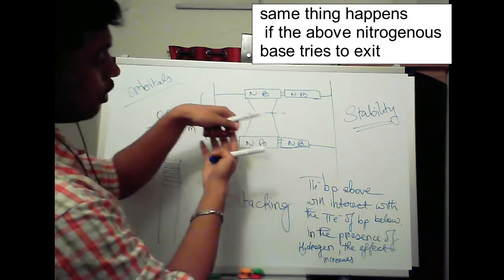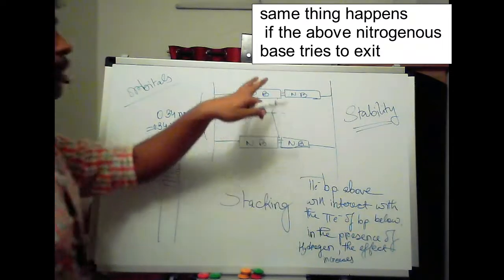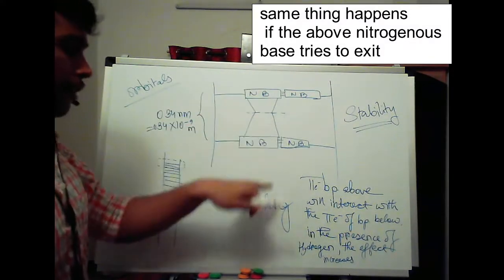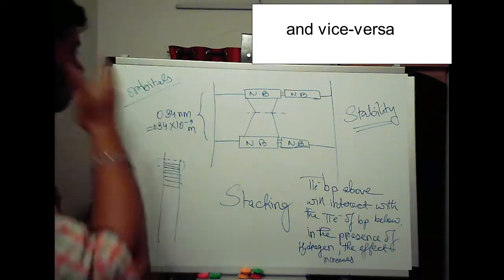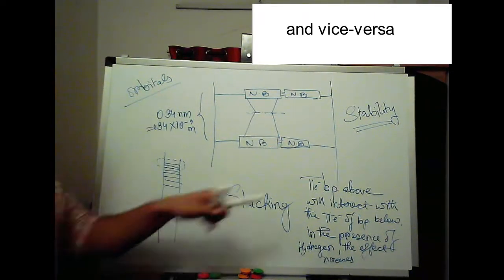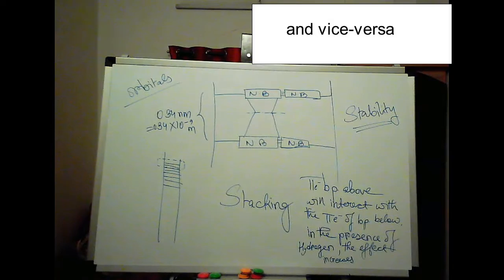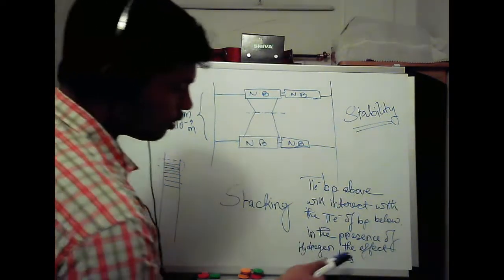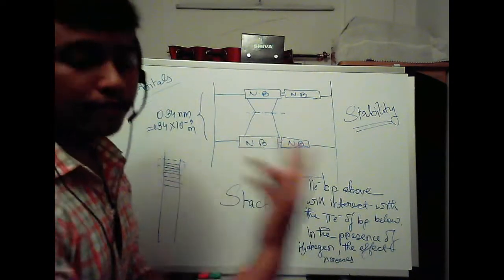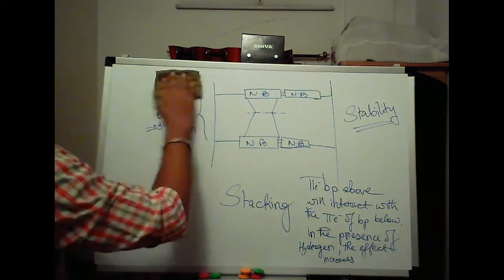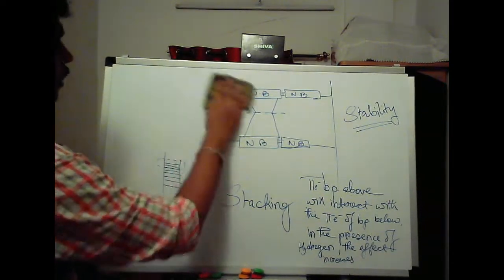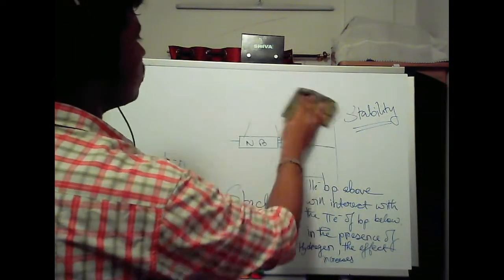So each and every base pair above will have a stacking effect on each and every base pair below, and that gives more stability to it. In the presence of hydrogen, the effect increases, the efficiency increases, and hence the effect on stability. Okay, now the DNA is quite long.